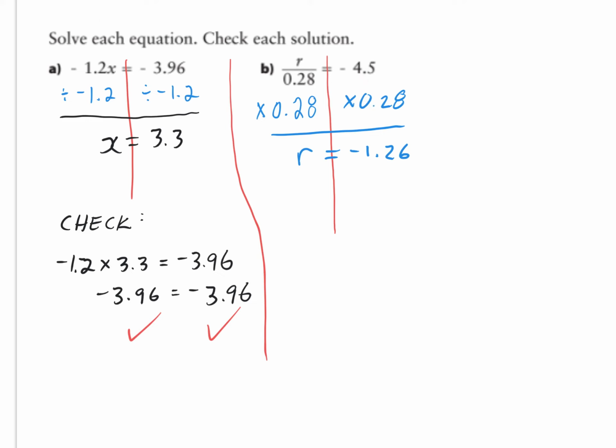Let's do a quick check. Check. So when we go negative 1.26 divided by positive 0.28, do we get negative 4.5? So on your calculator, you divide this by this, and you'll find that, yes, we've done it correct. Our answer is right. We're ready to move on, and we got it. So there's one-step equations with decimals.